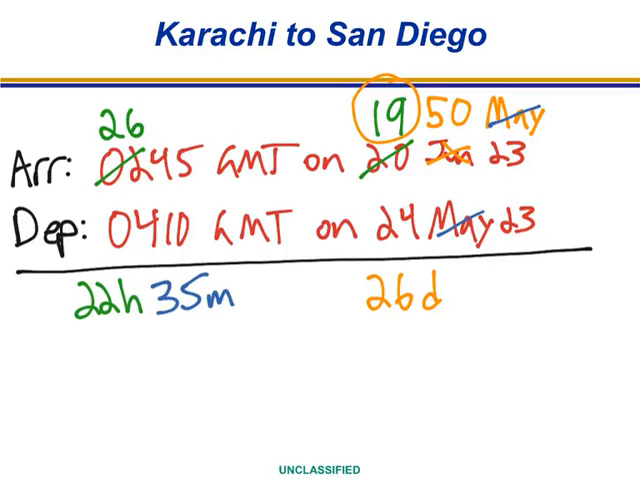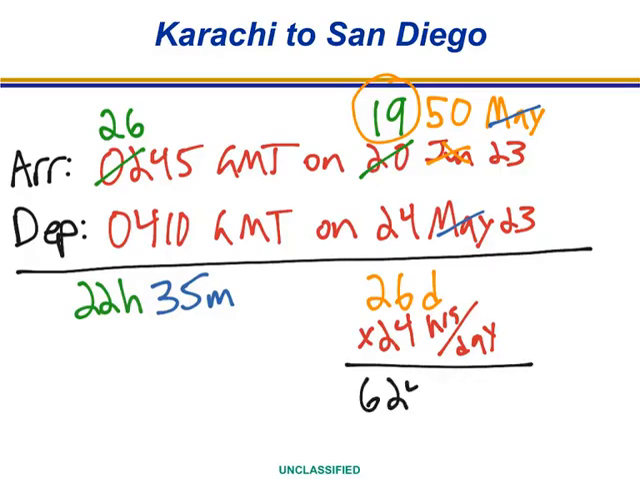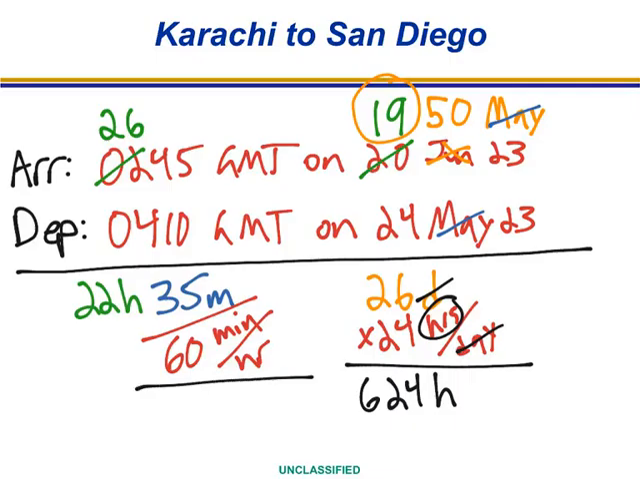So to do that, let's start with our days. We have to take these 26 days and convert them to hours. We know that each day has 24 hours in it. So we're going to take those 26 days and multiply it by 24 hours, and we get 624 hours. You see that for the units, the days cancel out, so we're left with just hours. Next up, we'll do our minutes over here. We know that there are 60 minutes in an hour, so we'll take that 35 minutes divided by 60 minutes, and we get 0.583 hours. For units, these minutes cancel out, we're left with hours.